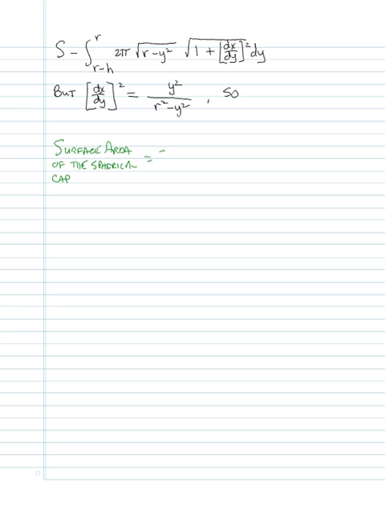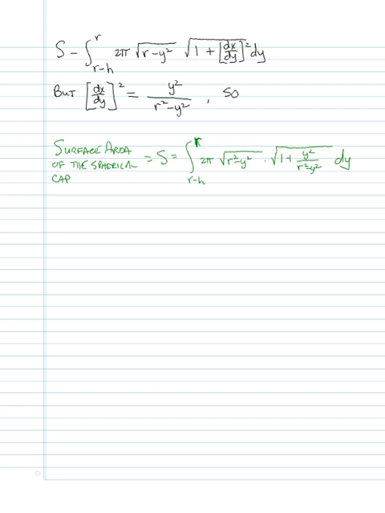Is equal to S, which is this integral from r minus h to r of 2 pi times the square root of r squared minus y squared times the square root of 1 plus this fraction, which is y squared over r squared minus y squared, dy.